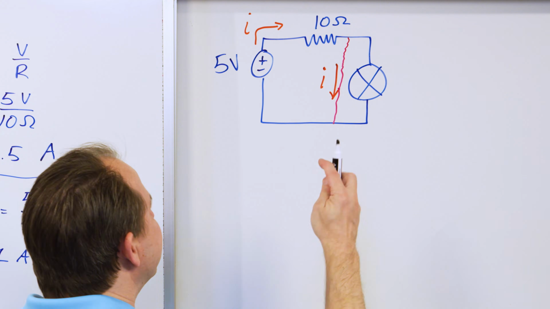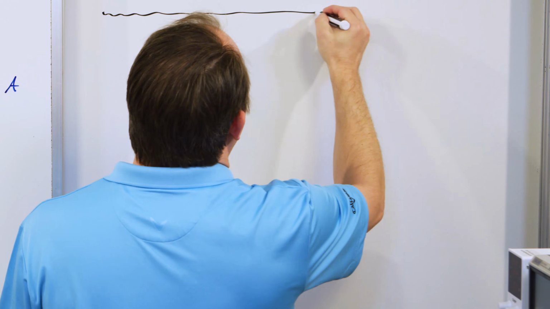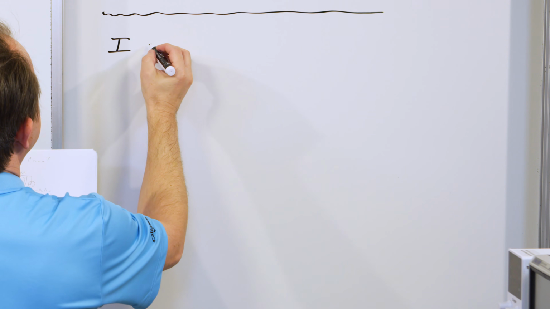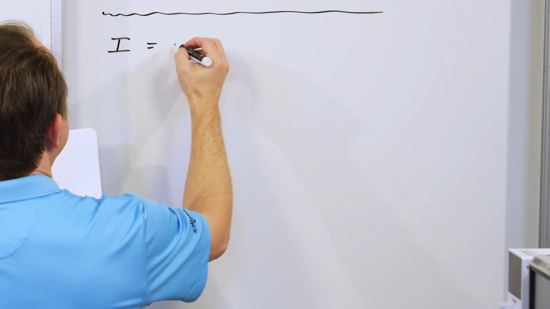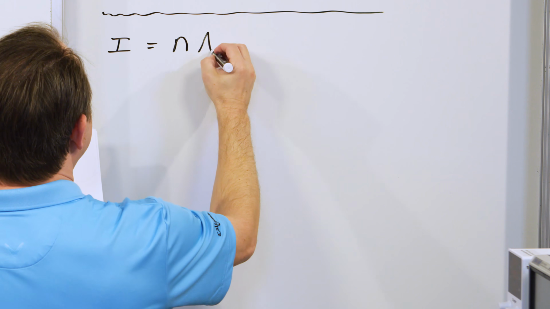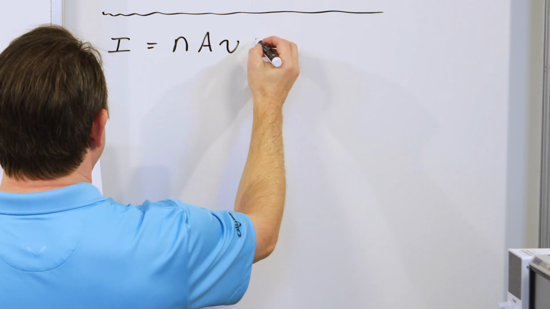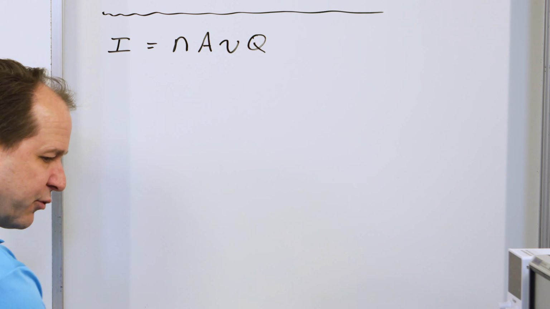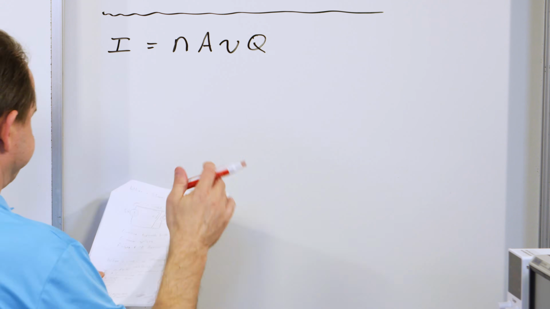So what I want to do is write down a more detailed equation for what the electric current is. We can say that the electric current flowing in a wire, I, is equal to the following: N times A times V times Q. Now there are a lot of letters here. Let's explain what they all are. I promise they're not difficult to understand.